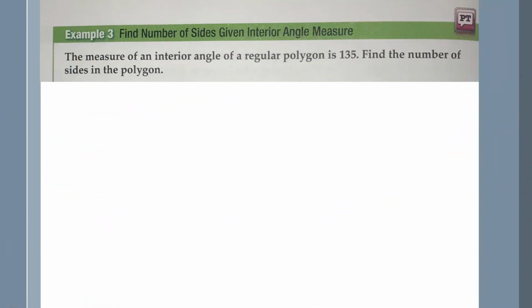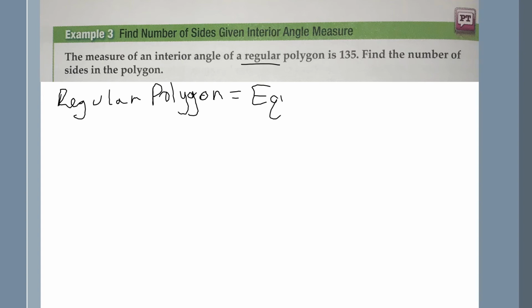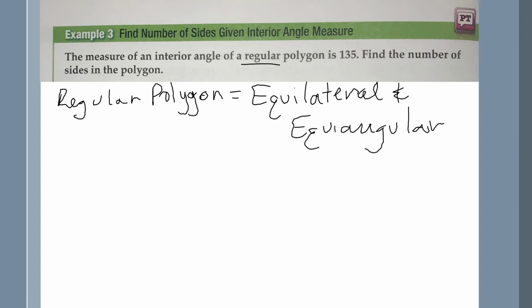Okay, so a couple different types of problems. Now, if they tell us what the interior angle of a regular polygon is, remember regular means a regular polygon. Quick reminder here. It is equilateral and equiangular. So all the angles are equal. So if each one of the interior angles measures 135, that means each one of the exterior angles.